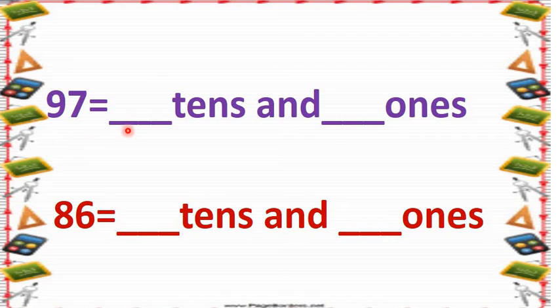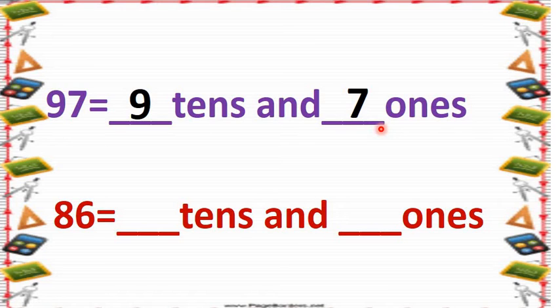97 is equal to dash tens and dash ones. So what do you say, my dear? Which number will go on the place of tens and which number will go on the place of ones? Think in your mind for a while, my dear. Which number will go on tens? Yes, 9 will go on the place of tens. It means 9 tens and 7 ones. So we can say that 97 is equal to 9 tens and 7 ones.